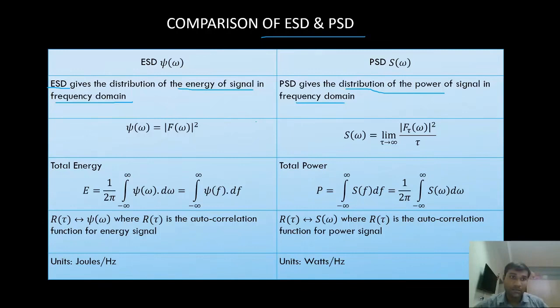And this here is the formula for energy spectral density, and this is the formula we have derived for power spectral density. To obtain the total energy from the energy spectral density, this is the formula, and to obtain the average power from the power spectral density, we have this formula. This is the Fourier transform pair for energy signals, and this is the Fourier transform pair for power signals. Units for energy spectral density are joules per hertz, and units for power spectral density are watts per hertz.